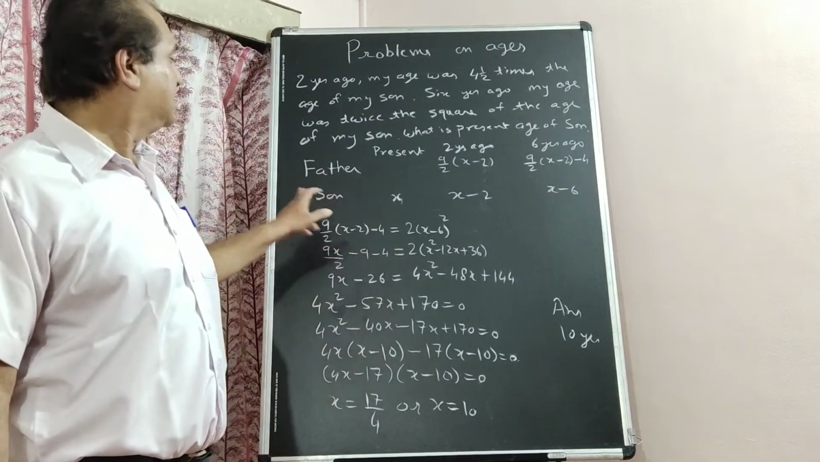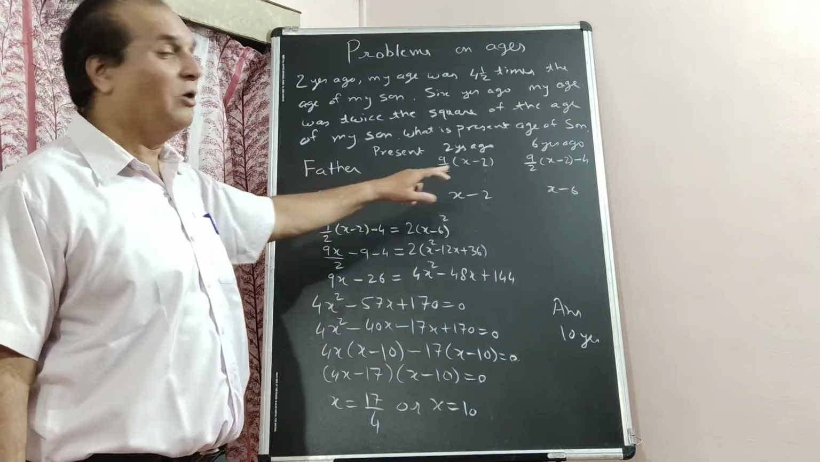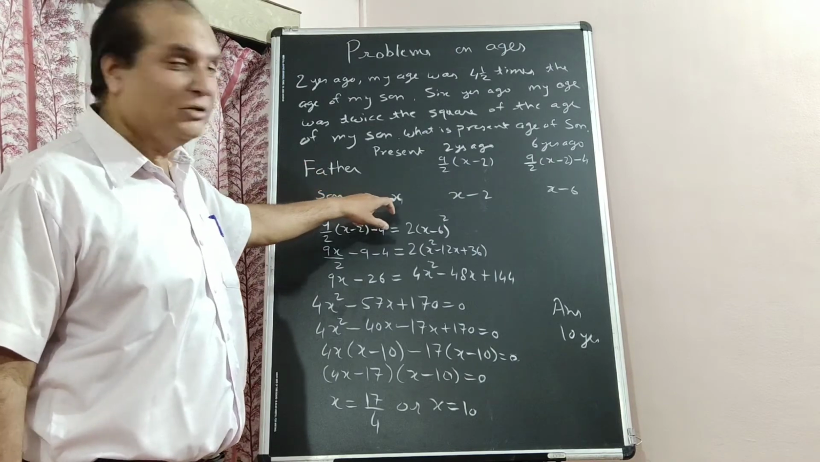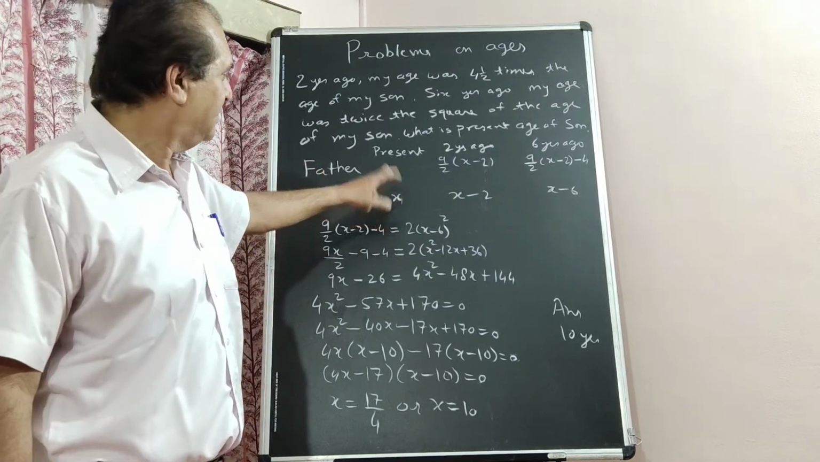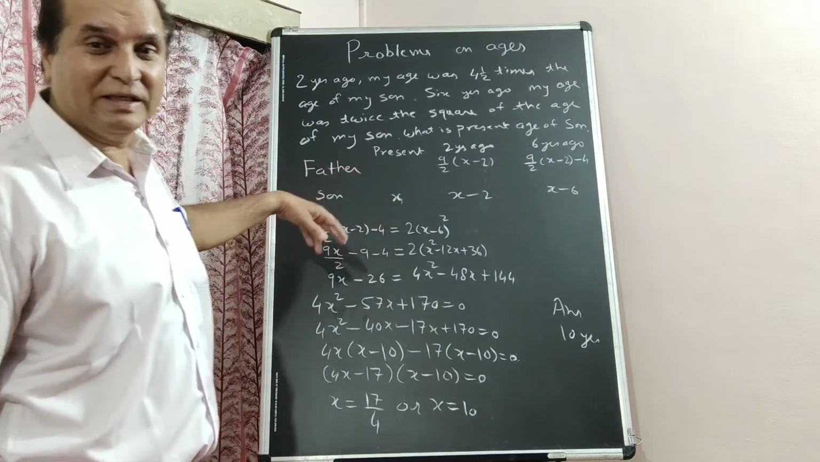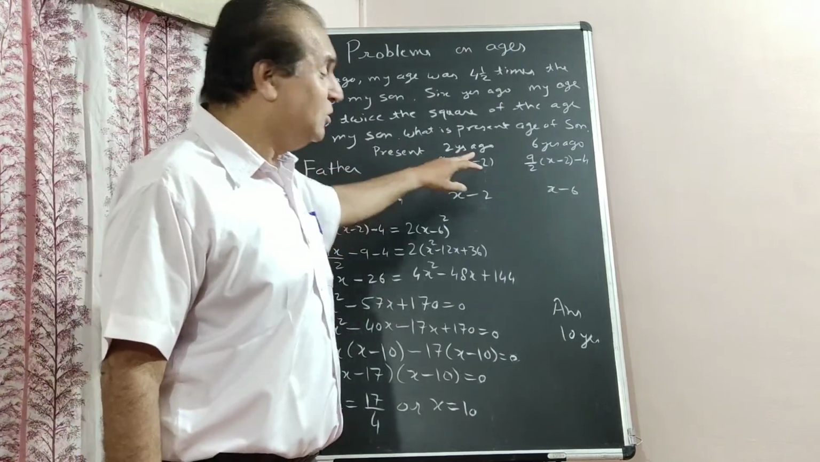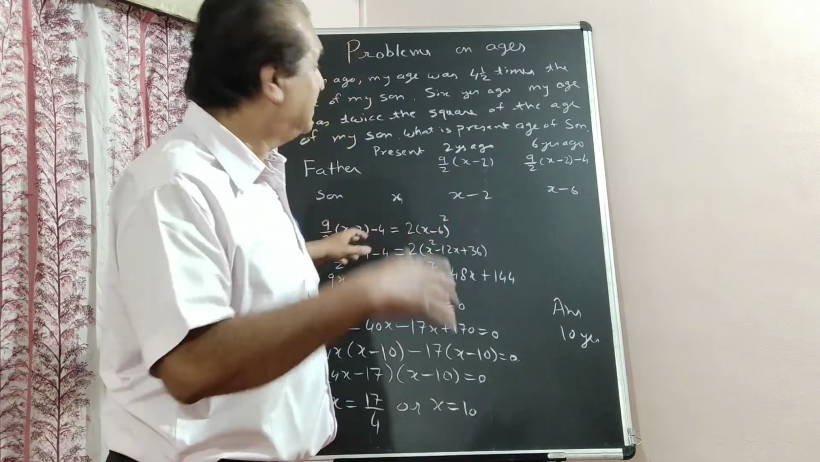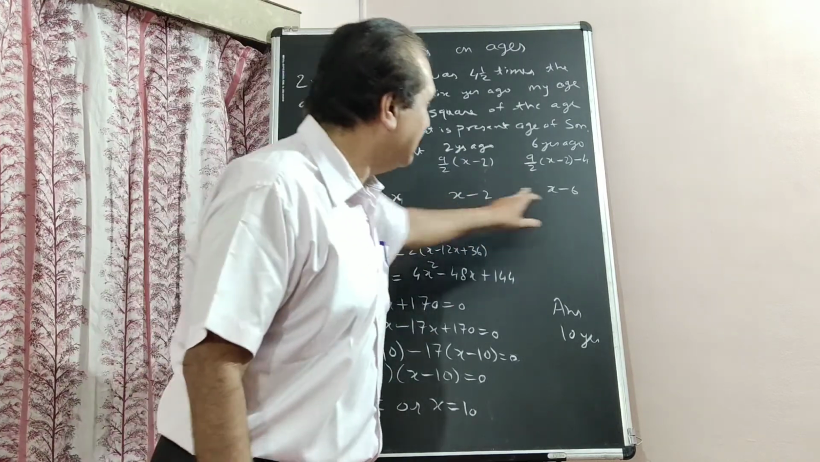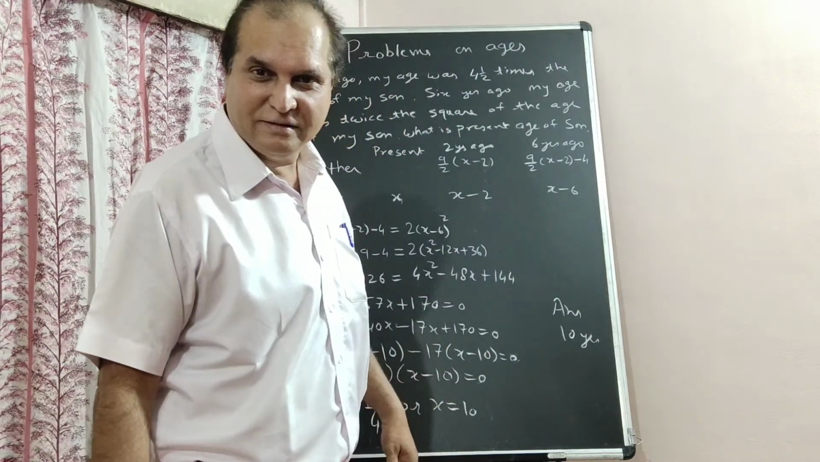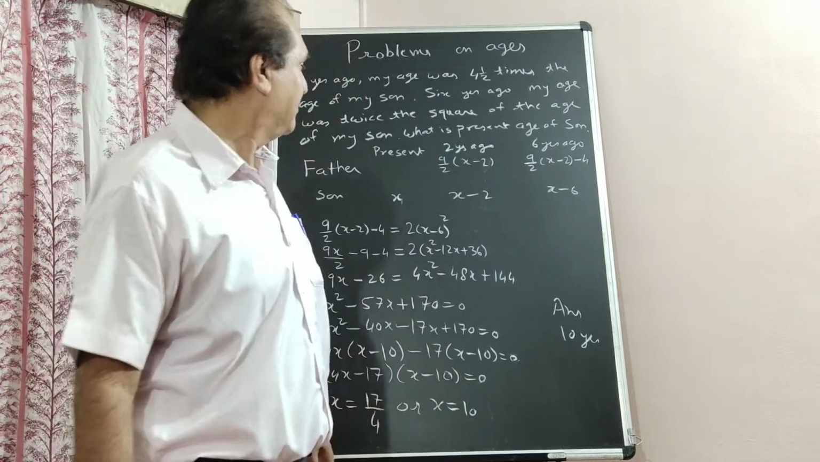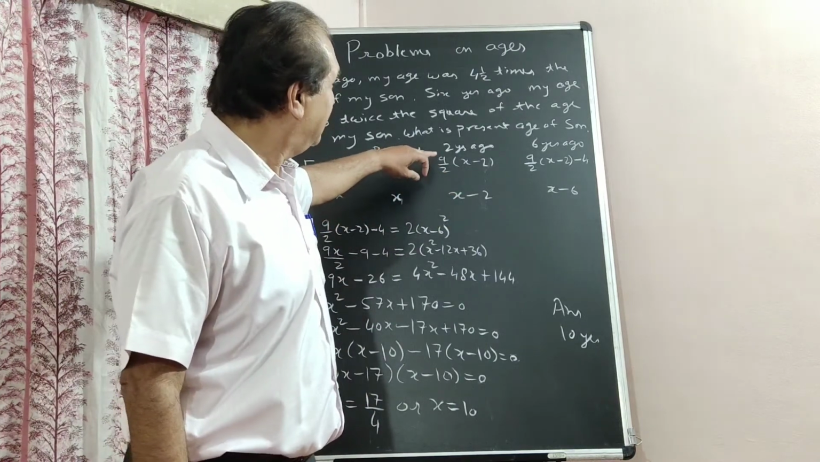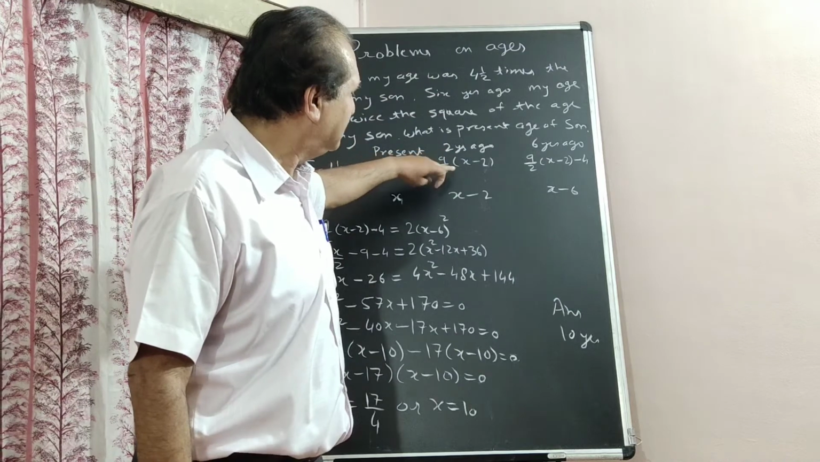Okay. So son's present age, father's present age. Just make a small table. Better. Father and son. Son's age you have to find out, that is x. No condition is given for present ages. So 2 years ago son was x minus 2. Getting? And 6 years ago son was x minus 6. Right? Okay. So 2 years ago condition is given. My age is 4.5, that is 9 by 2 times son's age.